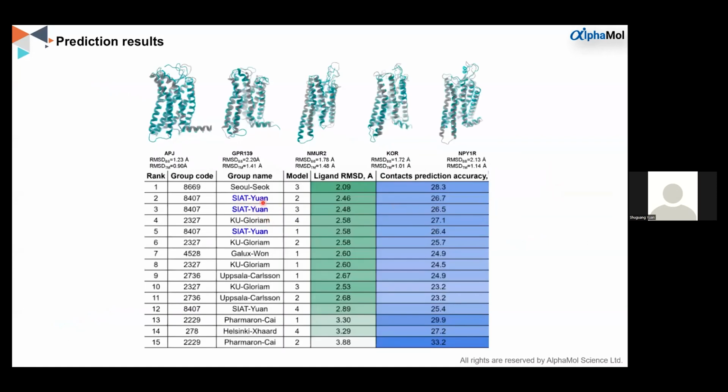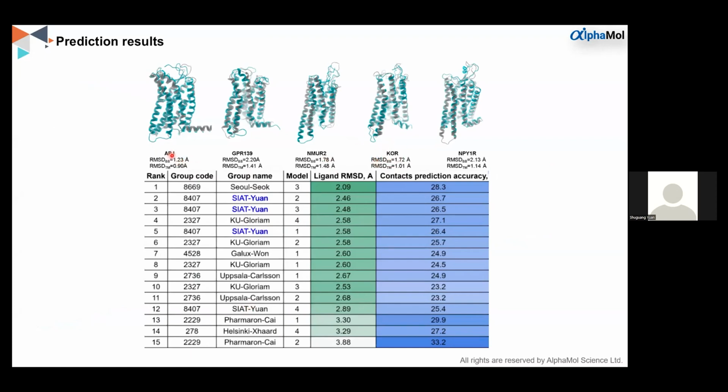So here's the most important and most difficult target prediction from our group. We made predictions for the best model for the kappa opioid receptor. Five of our models were ranked as top 2, top 3, top 5, and one of them as top 12 for this kappa opioid receptor.